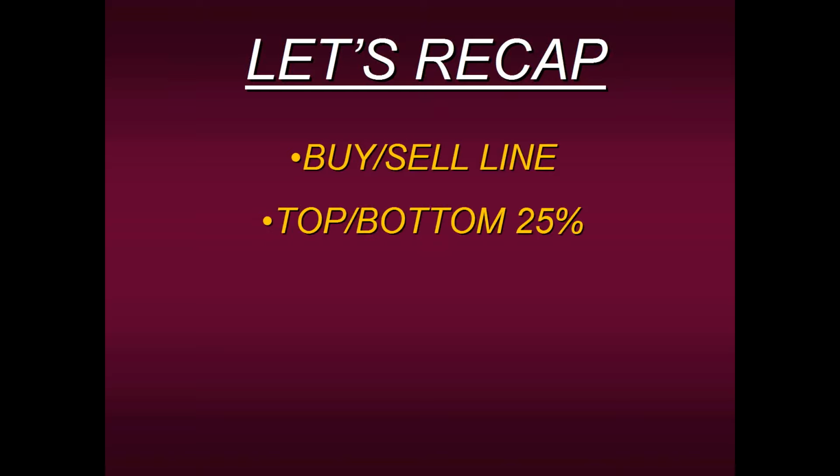Okay, so let's recap. Remember, in order to determine the overall trend, the first rule is apply the buy-sell line. What is the buy-sell line? It's the 50-period moving average. If price is above, the overall trend is up. If price is below, the overall trend is down. Now, if we want to determine what the short-term trend is to be in sync with the overall trend, apply the top-bottom 25% rule. That's looking for bars that are above the 50 that close in the top 25%, or if they're below the 50, in the bottom 25%. Now you have the short-term trend in sync with the overall trend.